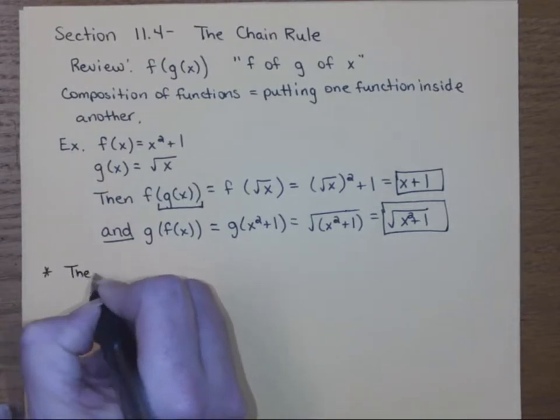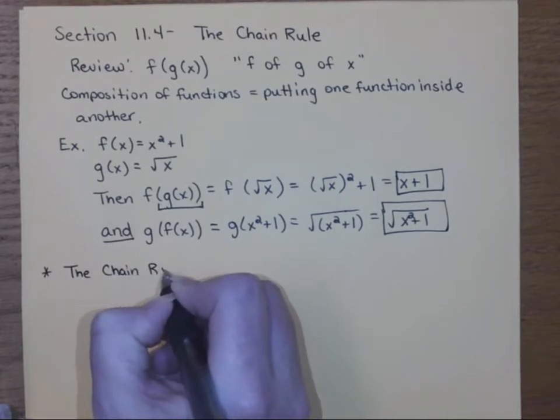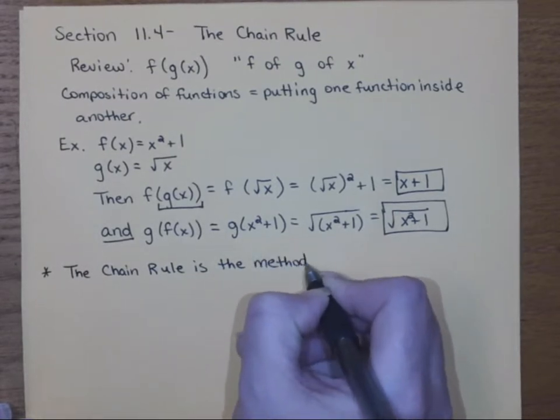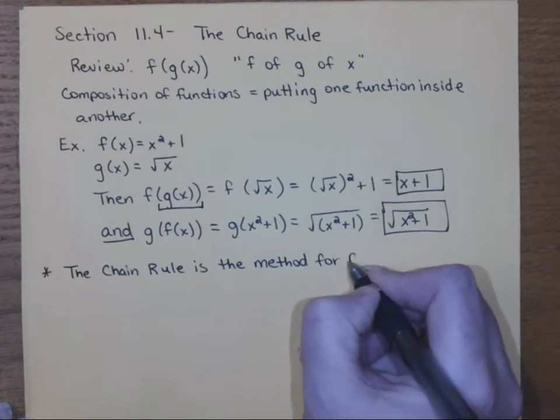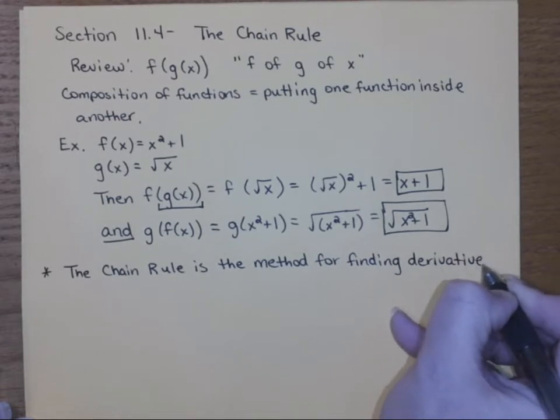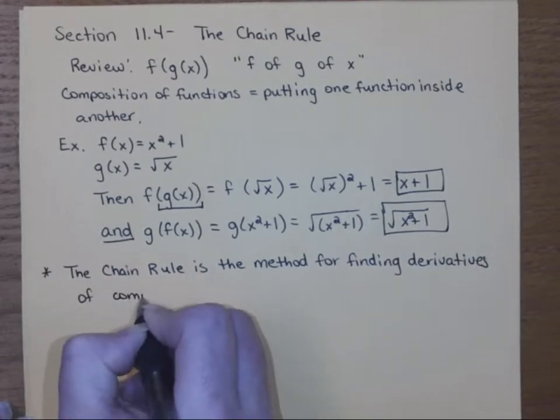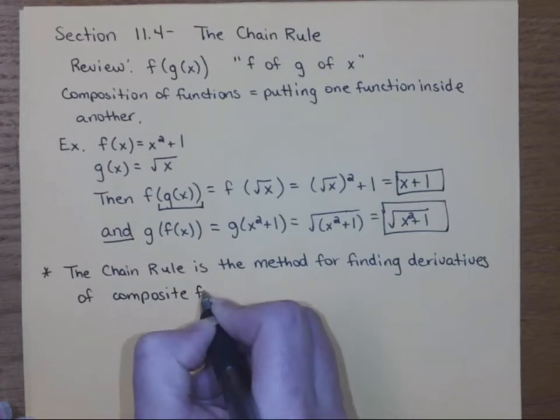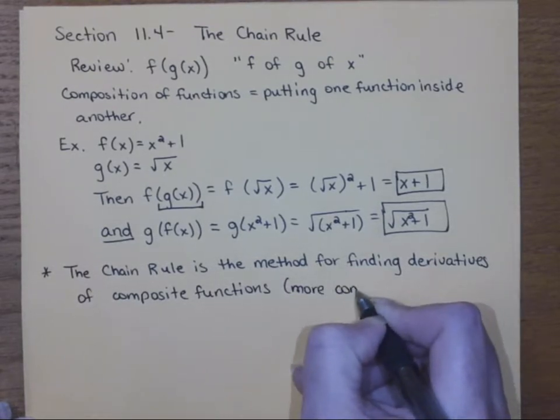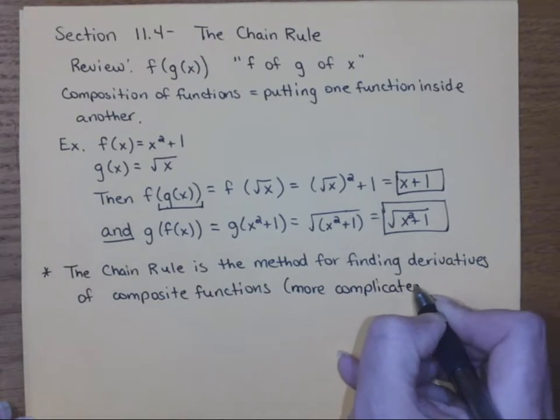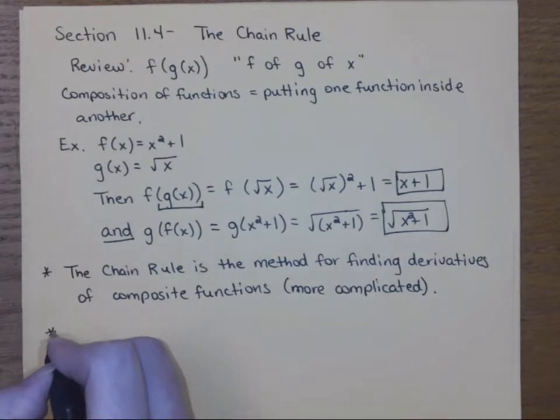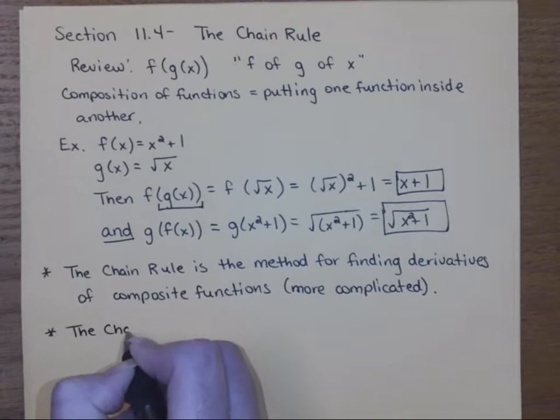Think of the chain rule as the way we deal with functions like I just showed you here. The chain rule is the method for finding derivatives of composition functions, or composite functions. So far we've only been able to do the basic form of any of the types of functions we've been looking at, and these are for more complicated looking functions. We're going to look at the chain rule and how it interacts with some of the rules we already know.